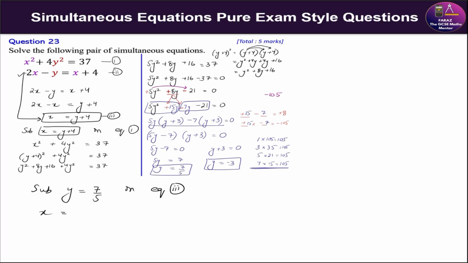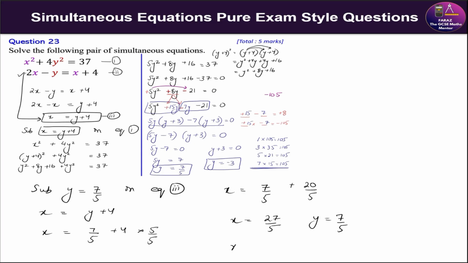So your equation number 3 is x equals to y plus 4, and therefore you will get x equals to 7 over 5 plus 4. Now you need to make the denominator the same. So you need to multiply this one by 5 over 5, and that would give you x equals to 7 over 5 plus 4 into 5 is 20 over 5. Then x equals to 27 over 5. So the first pair of solution is x equals to 27 over 5 and y equals to 7 over 5.